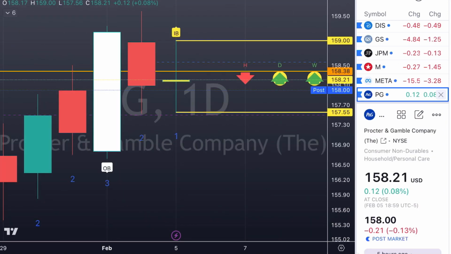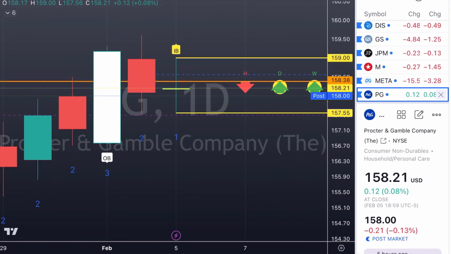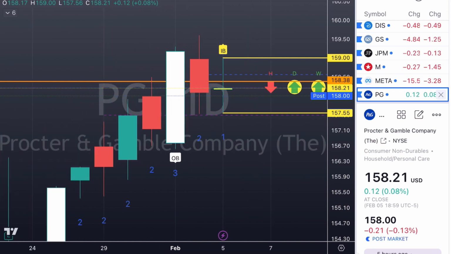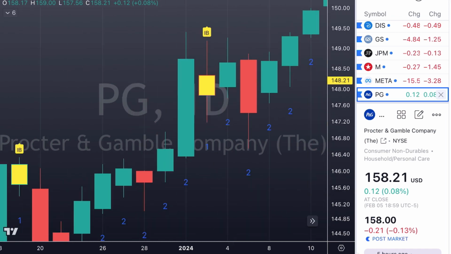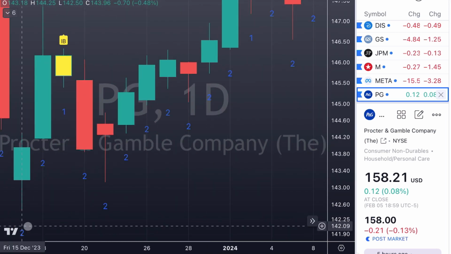Okay, Procter & Gamble. Inside bar, 159 calls, 157.55 puts. Go back in time and look. Last inside bar, boom to the downside, gap down. This one didn't work out. This one, boom to the downside.